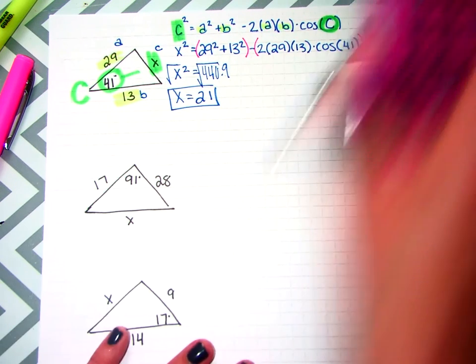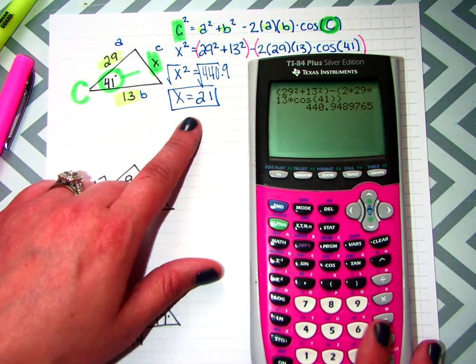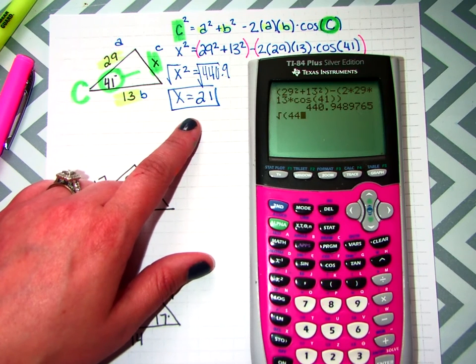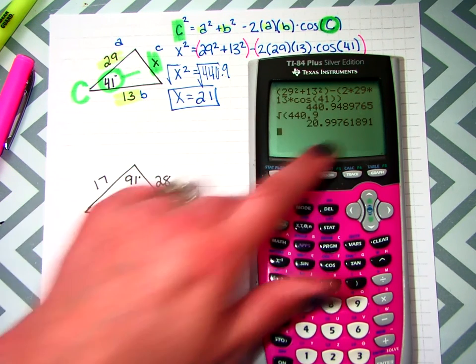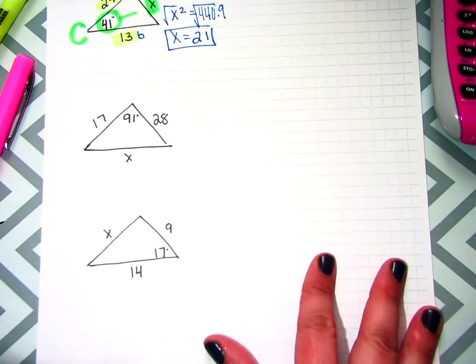If you don't want to do it that way, you can always do just this part, get your answer, and then just do the square root of 440.9. And you still get the same answer. It is up to you. All right, let's try another one.